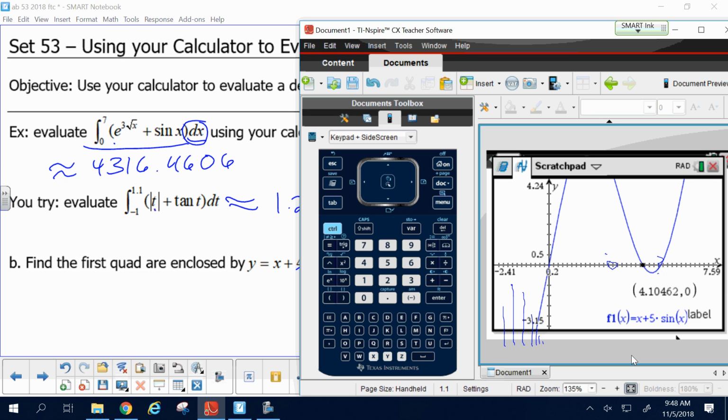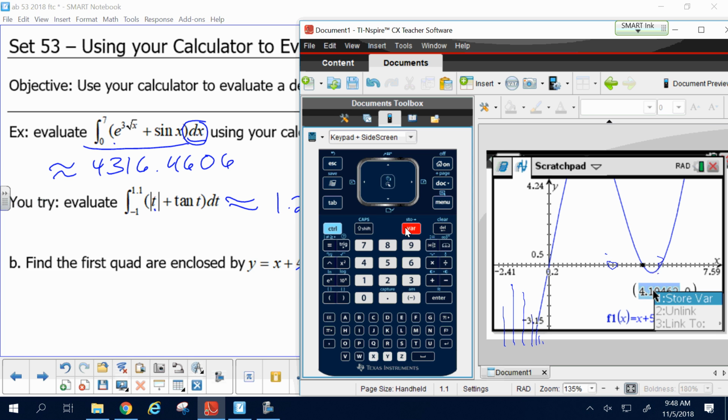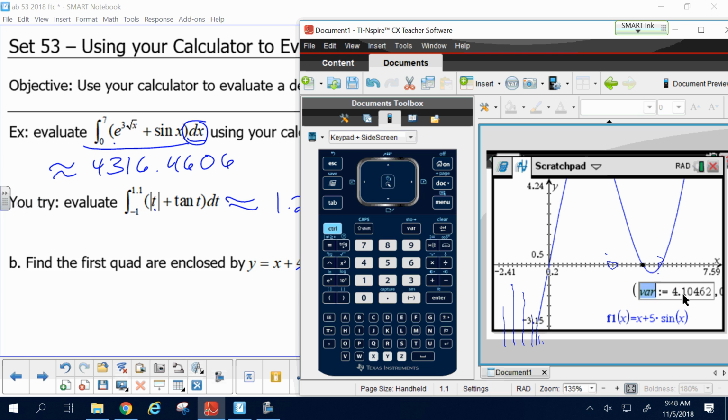Okay, now you're going to need that stored. You do not want to ever round in the middle of a problem. That's called intermediate rounding. So we want to store that value. First click on it. It should be highlighted now, yes? Okay, now hit vars. So I'll ask you, do you want to store the var? The answer is yes. I want to store the variable. Let's call it A.